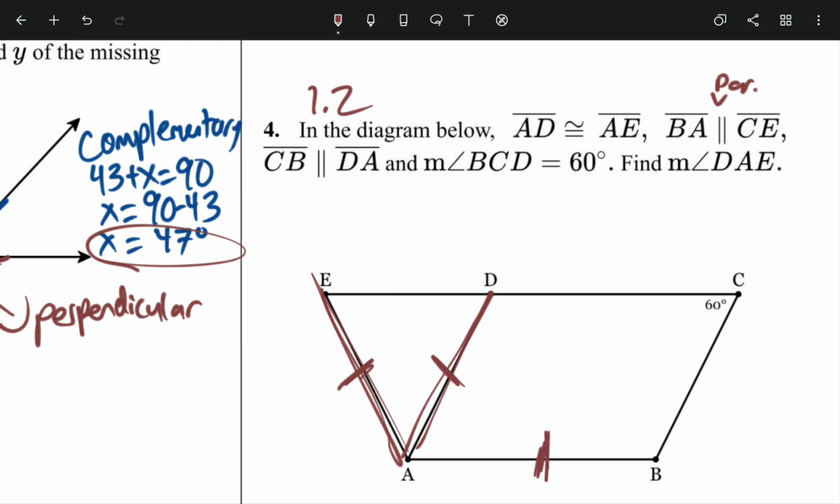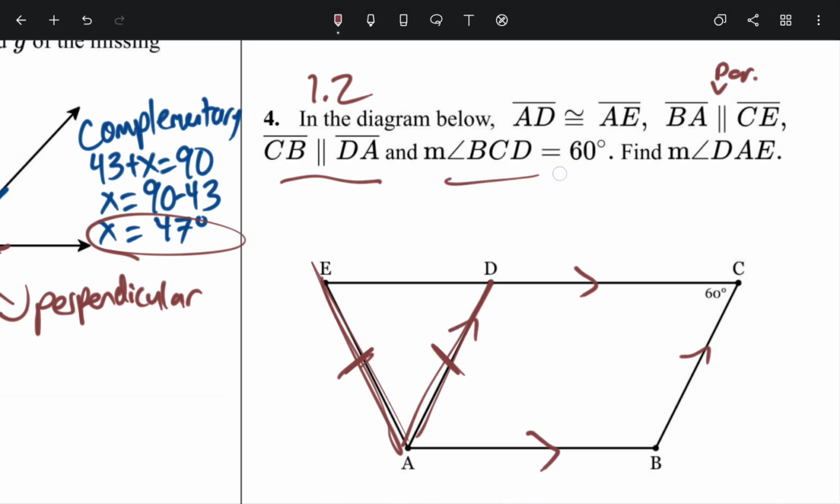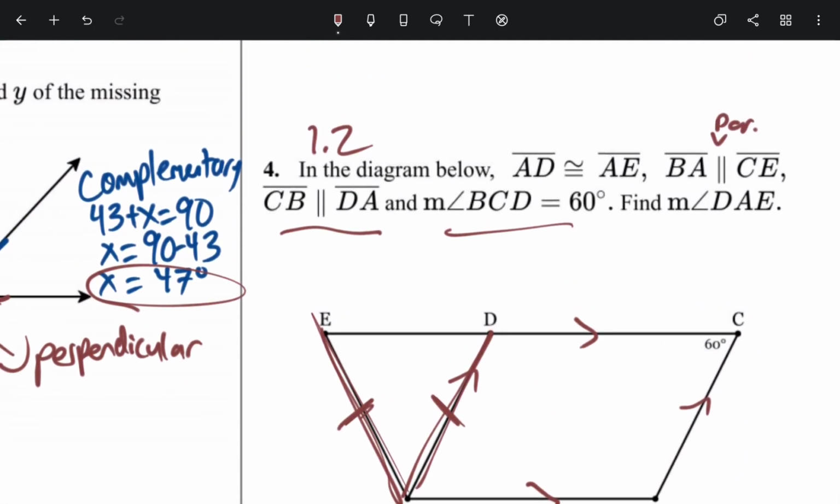So CBA and CE are parallel. CB and DA are parallel as well. And BCD is equal to 60. And we want to find a measure of DAE. This is a proof problem. So yes, it's kind of a mix of 2.1 and 2.2. But this counts as a 2.1 level 4 question.